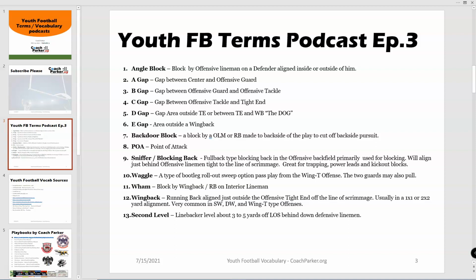The next term here, number 8, is POA. If you hear that, that means point of attack. That's where the blockers and the running back are going, that area, the point of attack.